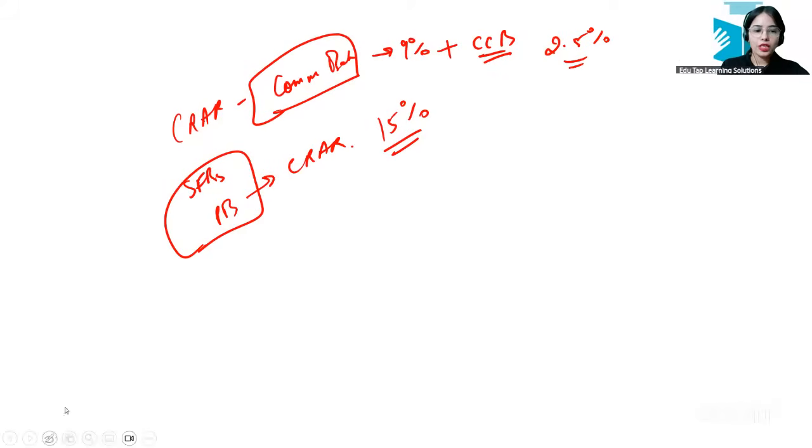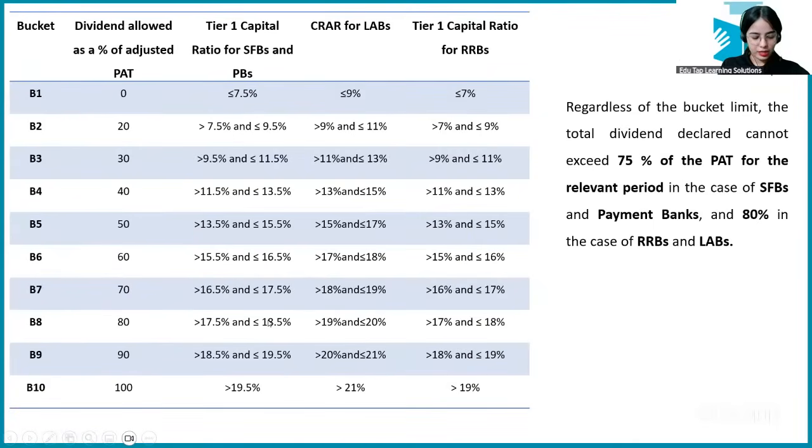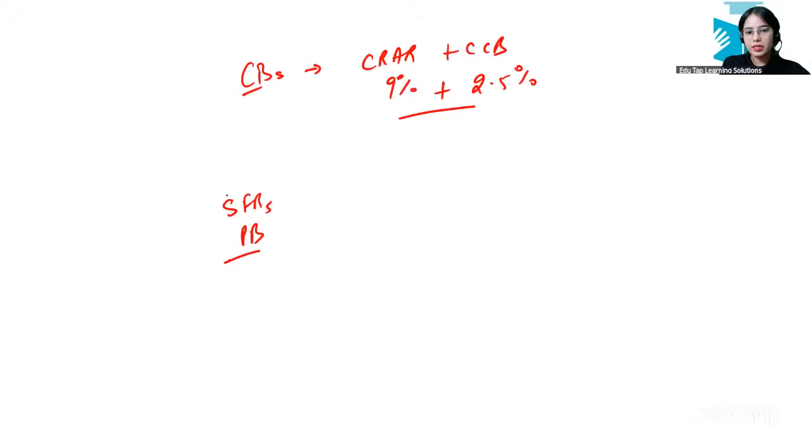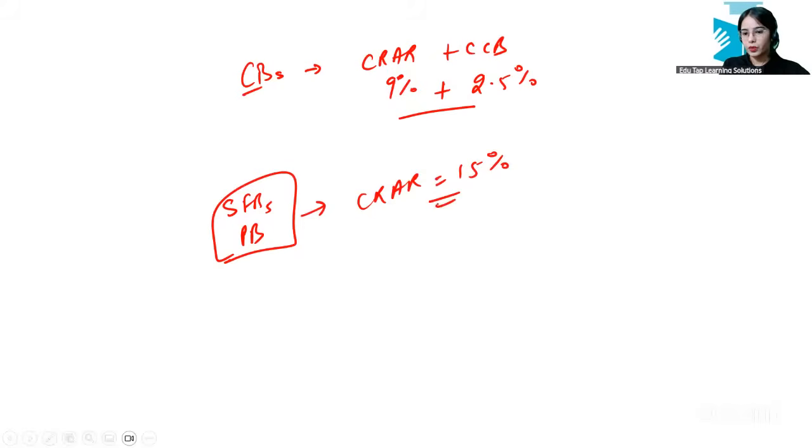So when we talk about the commercial banks, those are usually the big banks: State Bank of India, Punjab National Bank, HDFC Bank, ICICI Bank. Usually in the case of these commercial banks, there is the CRAR of 9% plus the capital conservation buffer of 2.5%. While for the small finance banks and the payment banks, the CRAR is directly 15% and there is no mention of the capital conservation buffer. Okay?